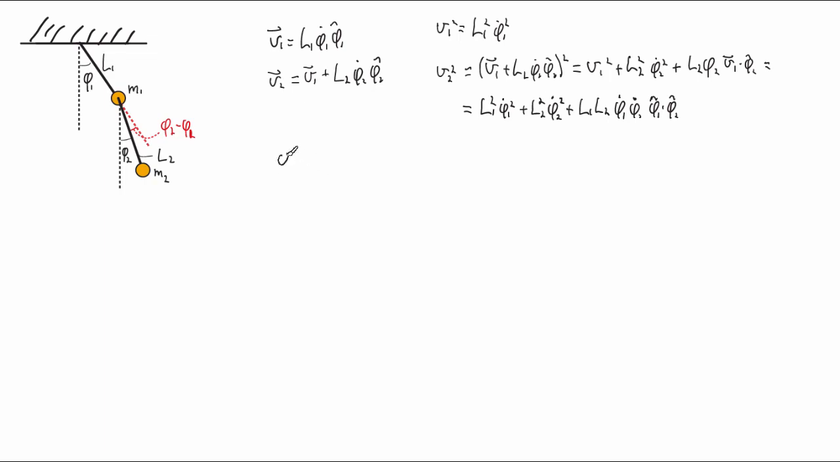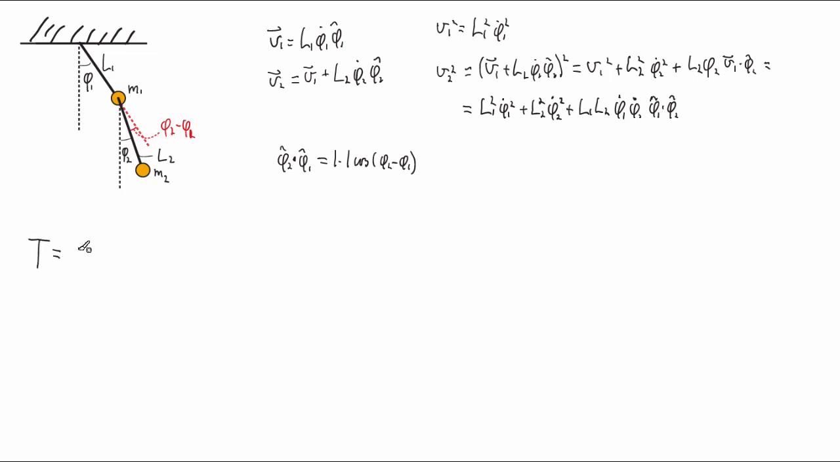So phi 2 hat scalar phi 1 hat, the angle between those unit vectors is going to be the same as between the pendulums, even though they're turned by 90 degrees. So that's 1 times cosine of phi 2 minus phi 1. That then allows us to write down the complete expression for the kinetic energy.